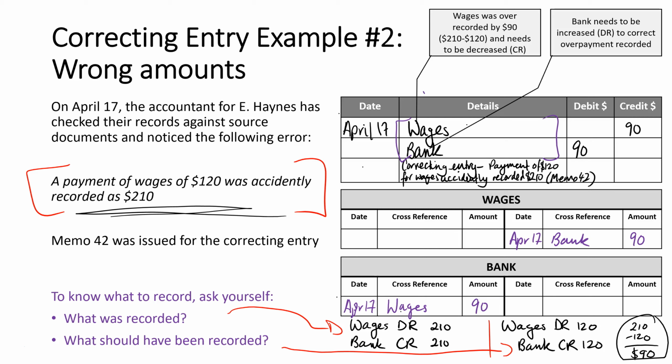So this correcting entry is when there is incorrect amounts, but the accounts are correct. So we have one more video after this which will show you probably the most complex correcting entry where there's wrong amounts and wrong accounts. So if you want some extra help with those, make sure you check out video number 3.